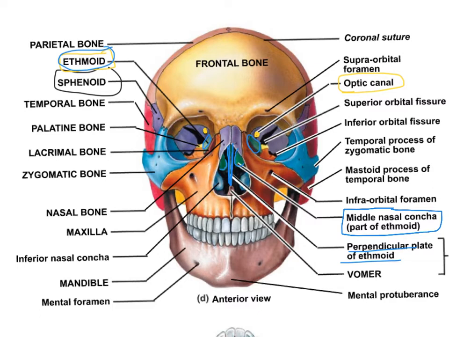Can you show that one more time? Yep, it's right here. So here and here. There's actually a superior, a middle, and an inferior nasal concha. The superior and the middle are both part of the ethmoid. The inferior one is its own facial bone.